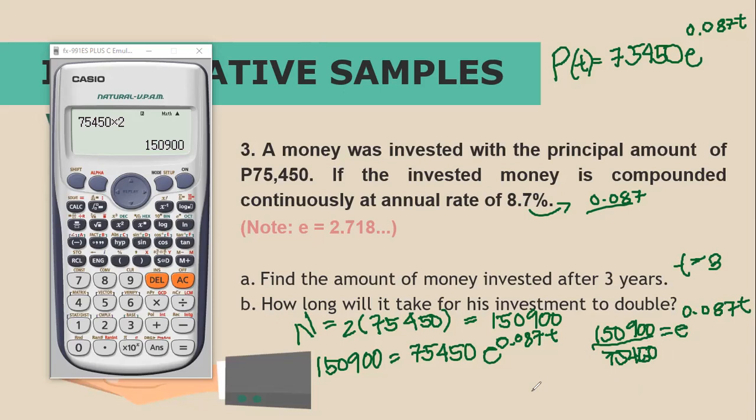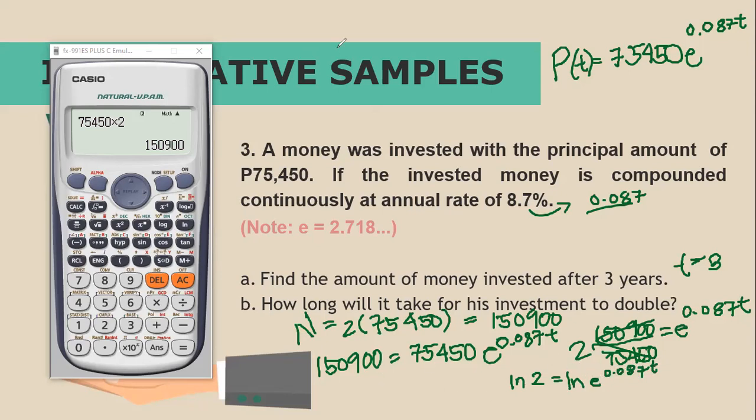Okay? So ln both sides, we have 150,900 divided by 75,450. Kung mapapansin natin, equal yan sa 2. Okay? So since double daw, so we have the ln of 2 is equal to ln of e raised to 0.087 multiplied by t.